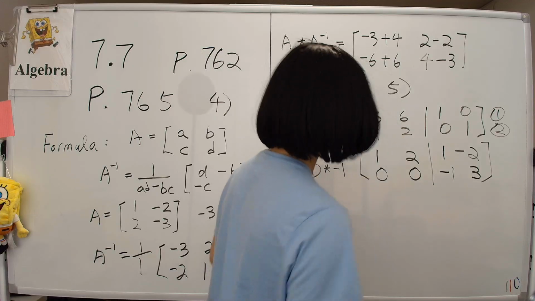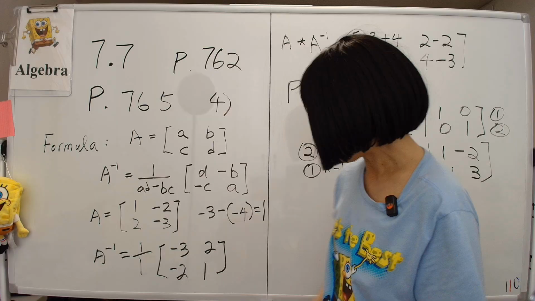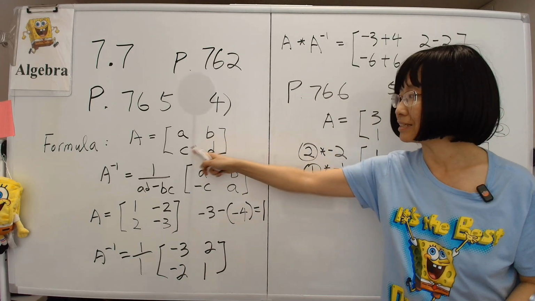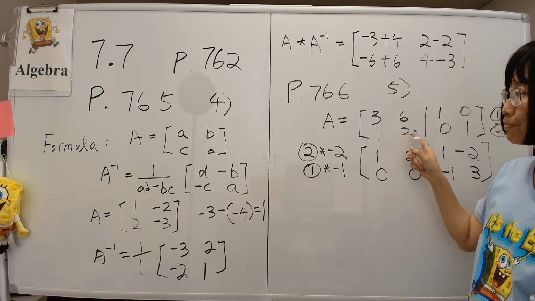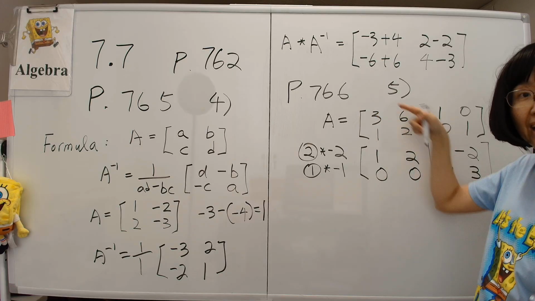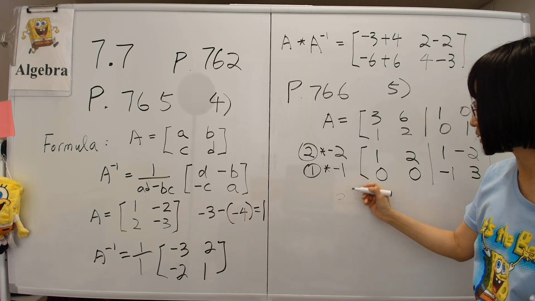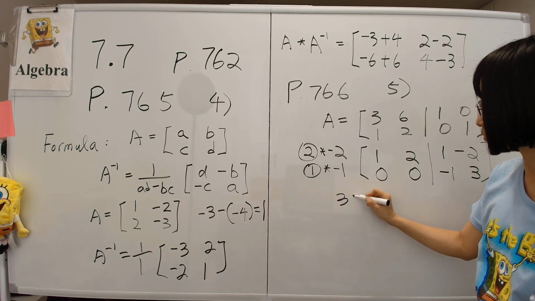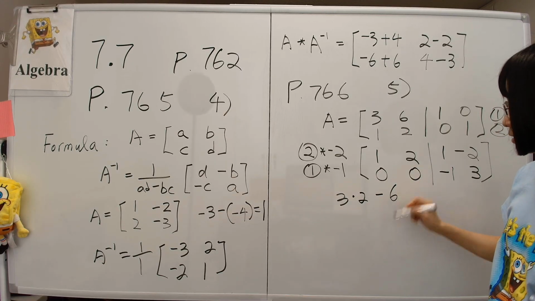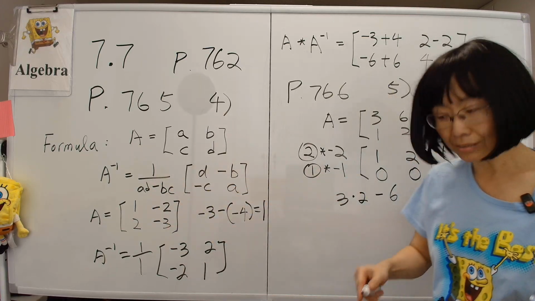And you can also check by this formula. This formula says we just need to figure out what is AD minus BC. This is A, B, C, D. So let's calculate AD minus BC in this case. Like drawing the X, you go down, multiply this way, minus that way. So 3 times 2 is 6, and minus 1 times 6 is 6. So AD minus BC is 0.